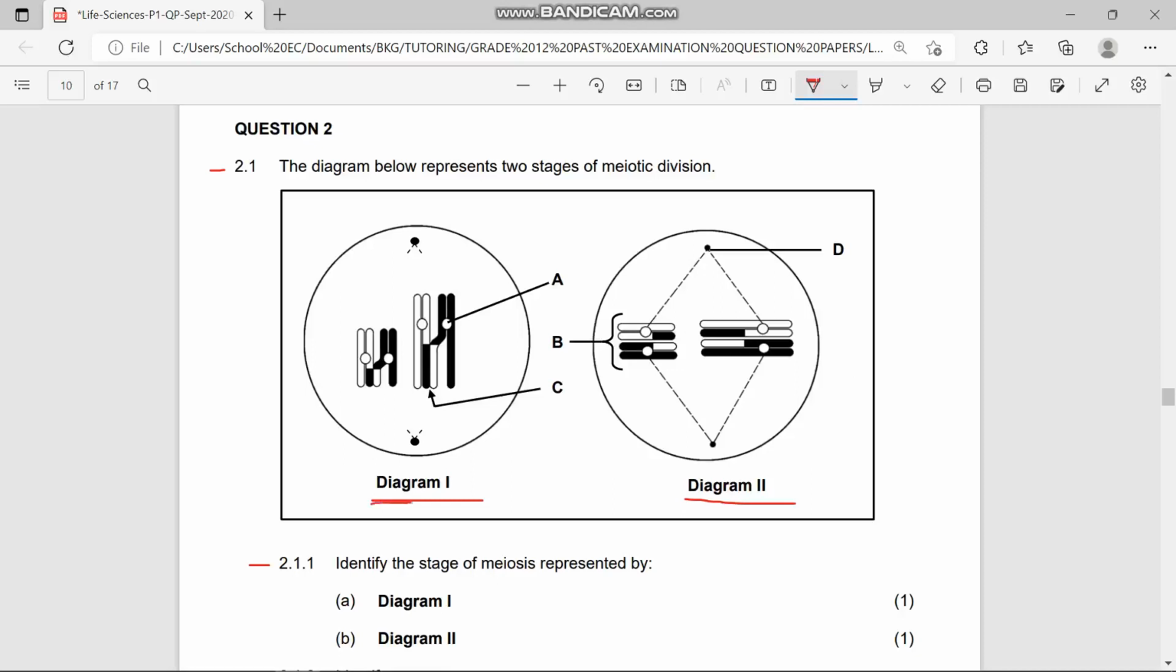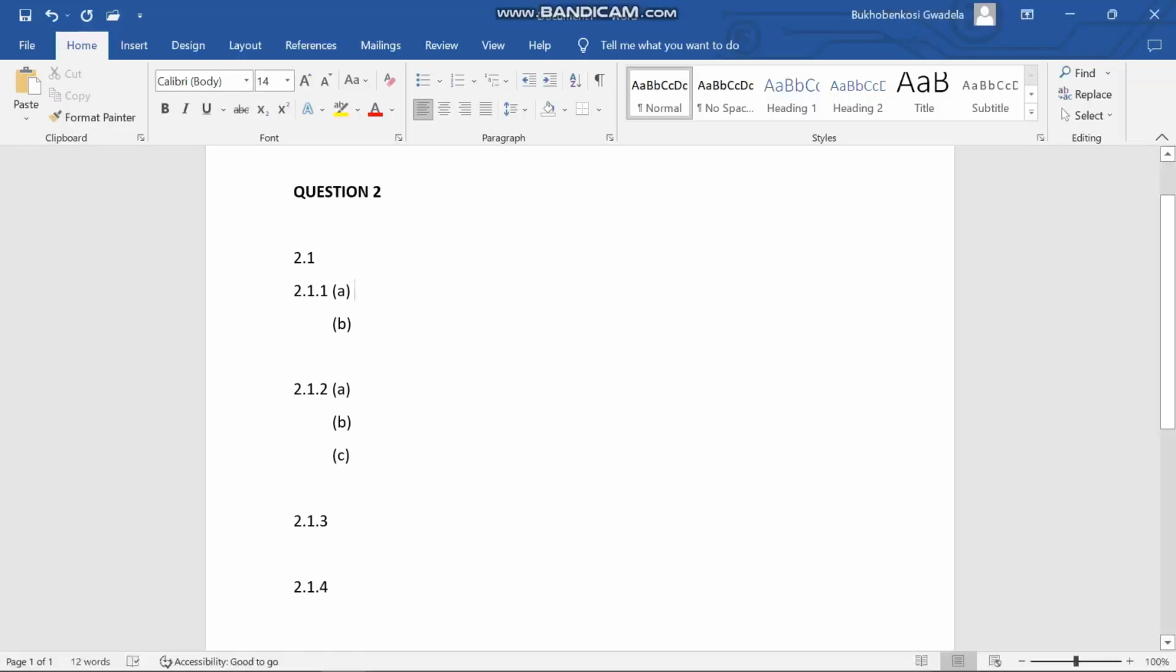Diagram 1 is prophase 1, because of the process that I don't want to tell you. In diagram 2, you can see two homologous pairs of chromosomes lined up on the equator with different genetic materials. So that's metaphase 1. Let's write down: prophase 1 and metaphase 1. So diagram 2 is metaphase 1.